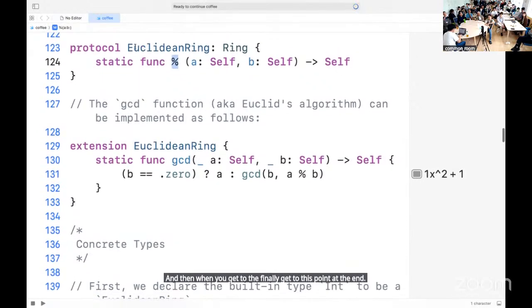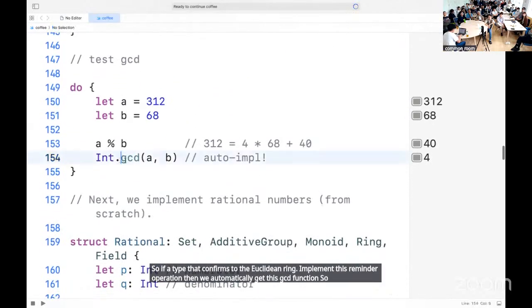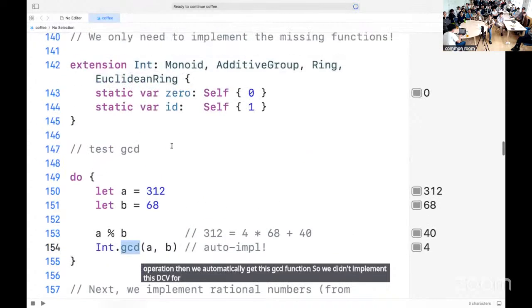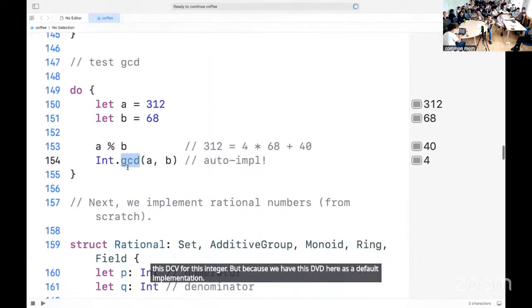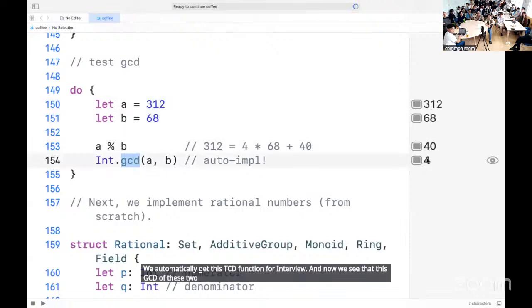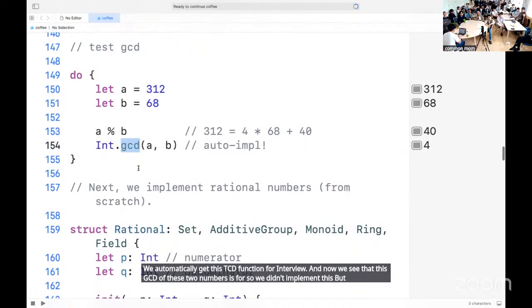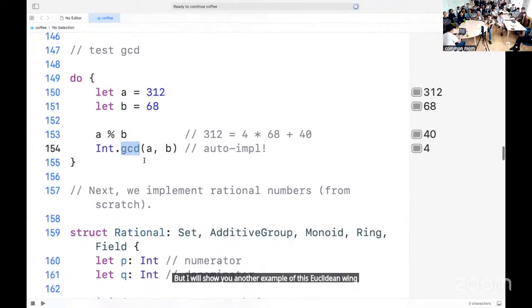So if a type that conforms to this Euclidean ring implements this remainder operation, then we automatically get this GCD function. We didn't implement this GCD for integers, but because we have this GCD here as a default implementation, we automatically get this GCD function for integers. And now we see that the GCD of these two numbers is 4. So we didn't implement this, but we get this for free. I will show you another example of this Euclidean ring where we can get this GCD for free.